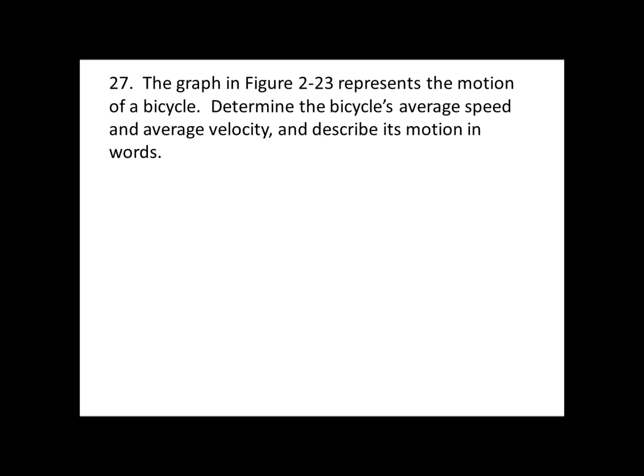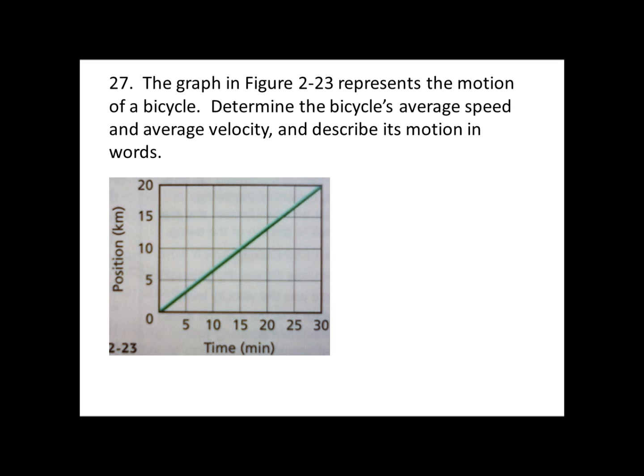Taking a look at 27, the graph in figure 223 represents the motion of a bicycle. Determine the bicycle's average speed and average velocity and describe its motion in words. So again, we're given a position time graph. A couple small changes. Our position is in kilometers. Our time is in minutes. Really doesn't change much in terms of our calculation though.